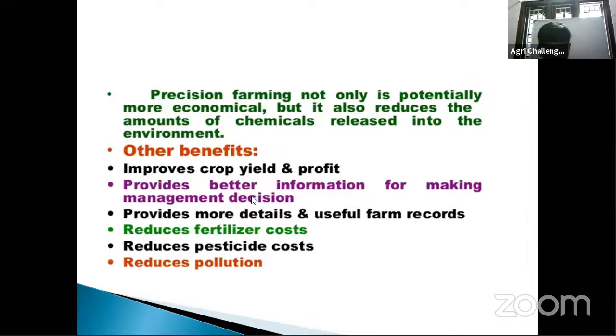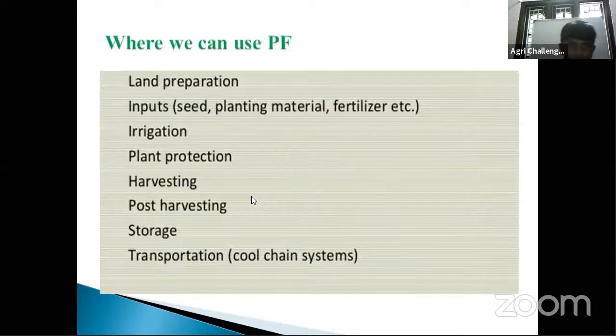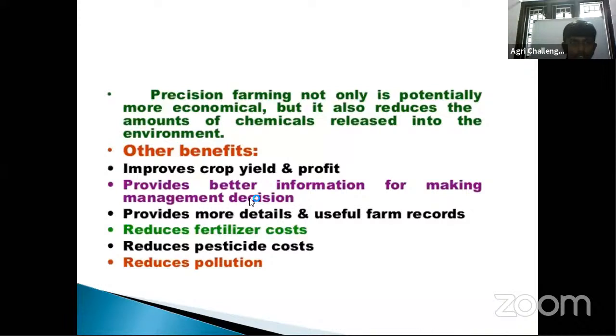Precision farming is not only potentially more economical, but it also reduces the amount of chemicals and pollution released into the environment. Other benefits besides pollution, income, yield and cost: it improves the crop yield and profit, provides better information for making management decisions, provides more detailed, useful farm records, reduces the fertilizer cost, reduces the pesticide cost, and reduces pollution.